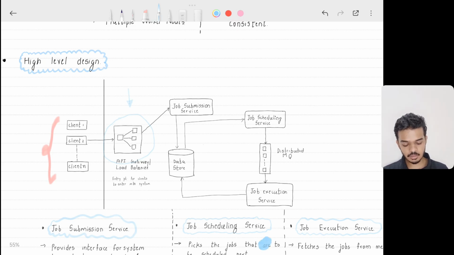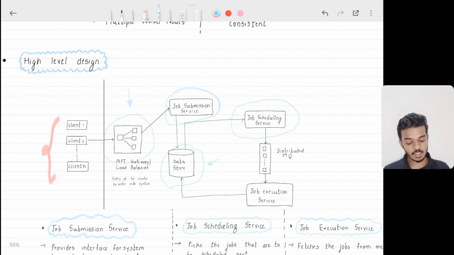Then there is a job submission service. Whenever a client comes and wants to submit a job, it will be handled by the job submission service. Okay, we'll look into what this service does. Then, in order to store data about the jobs, we'll have a data store. Whatever jobs are submitted are stored in the data store, and they are going to be scheduled, right? So in order to pick the jobs from the data store and schedule them, we'll have a scheduling service.